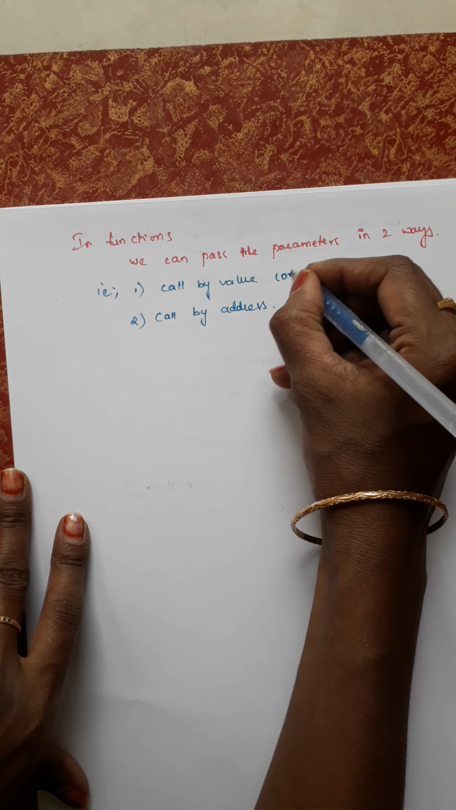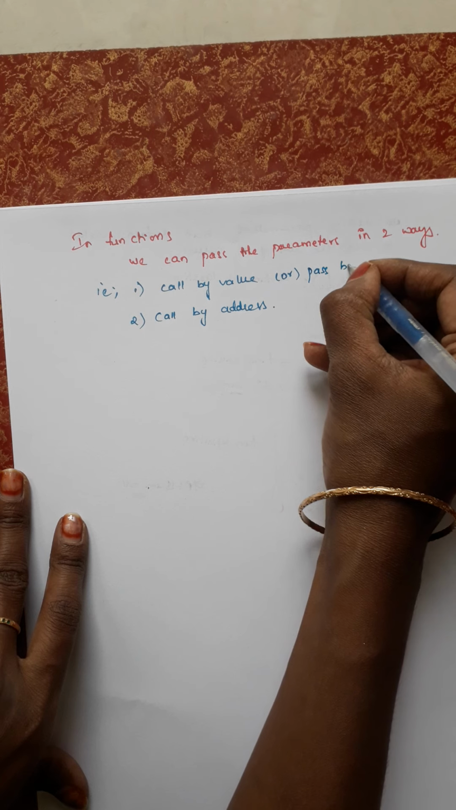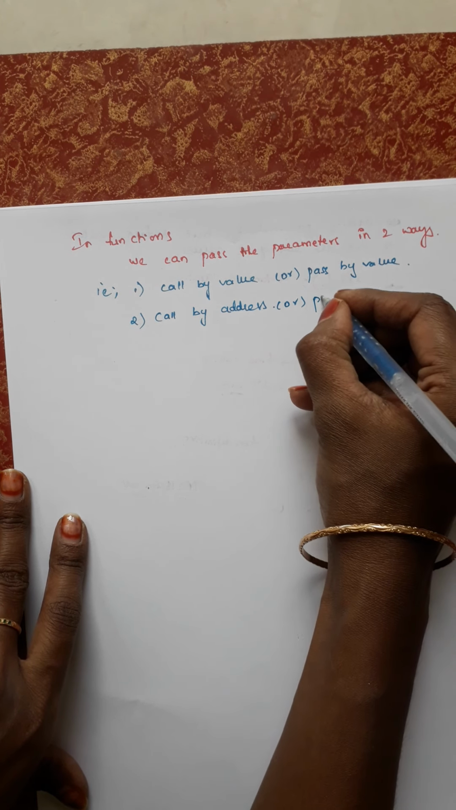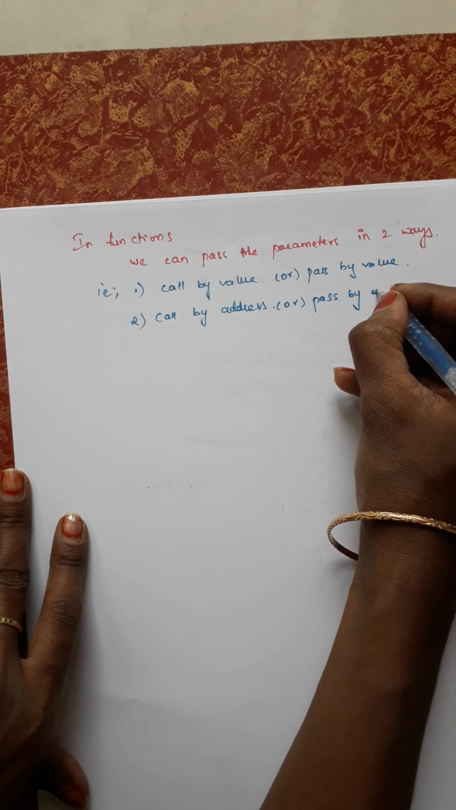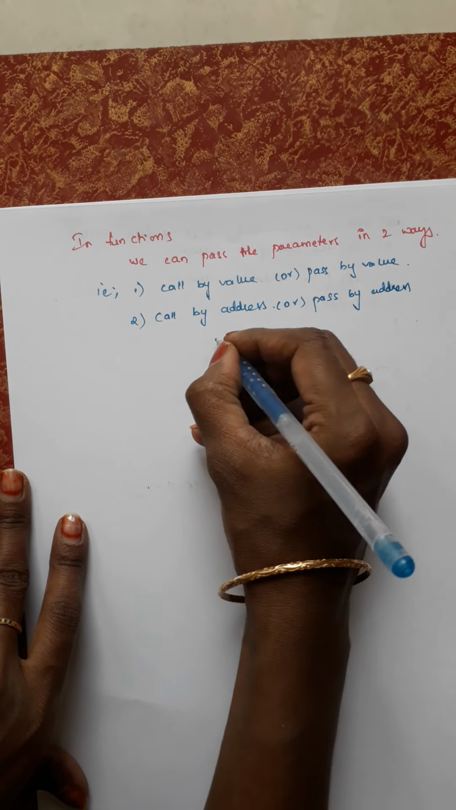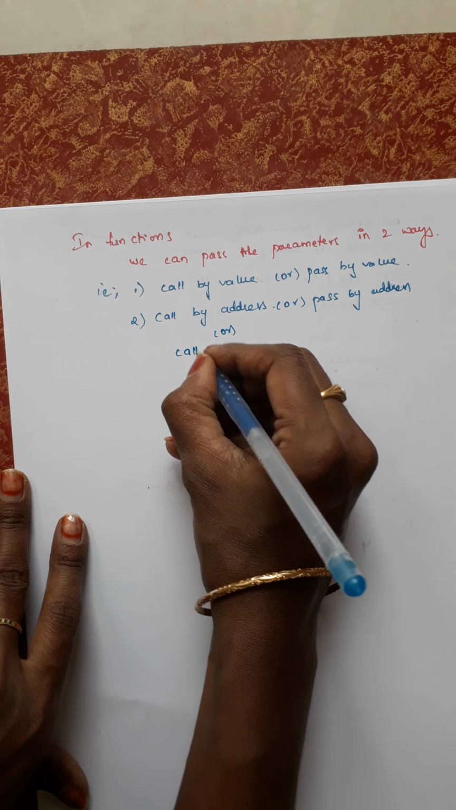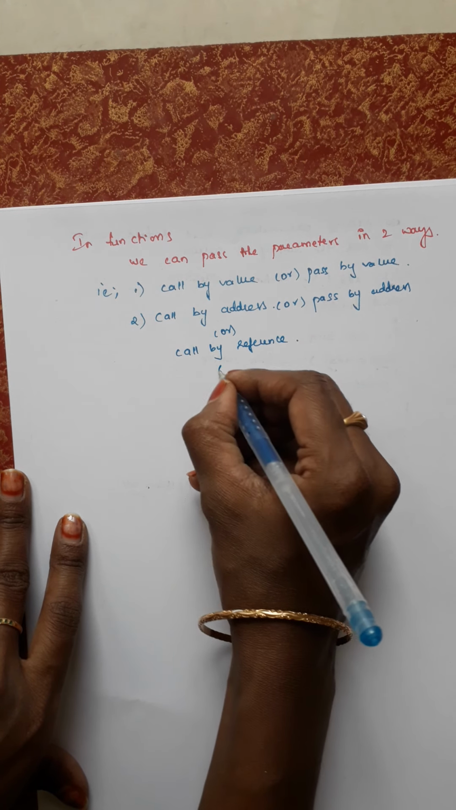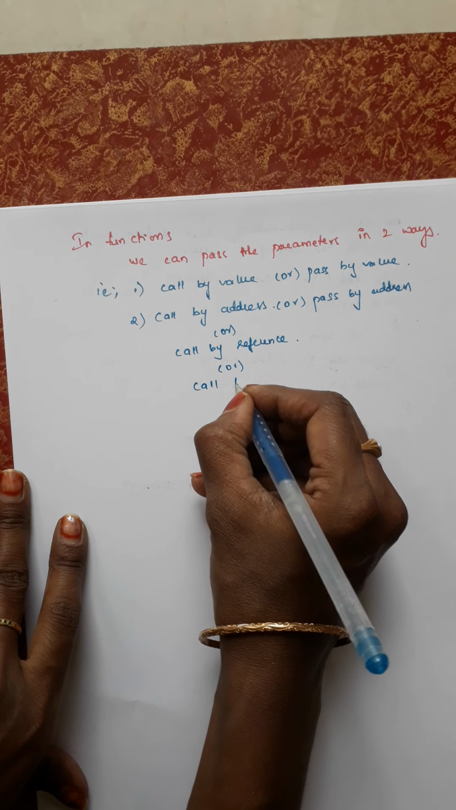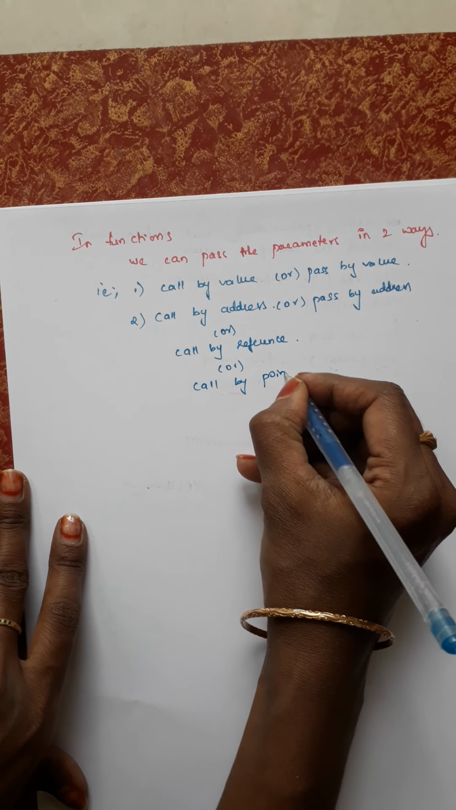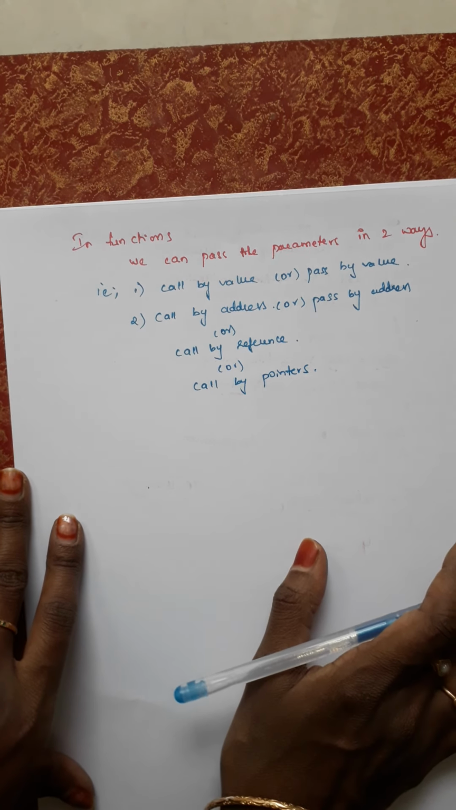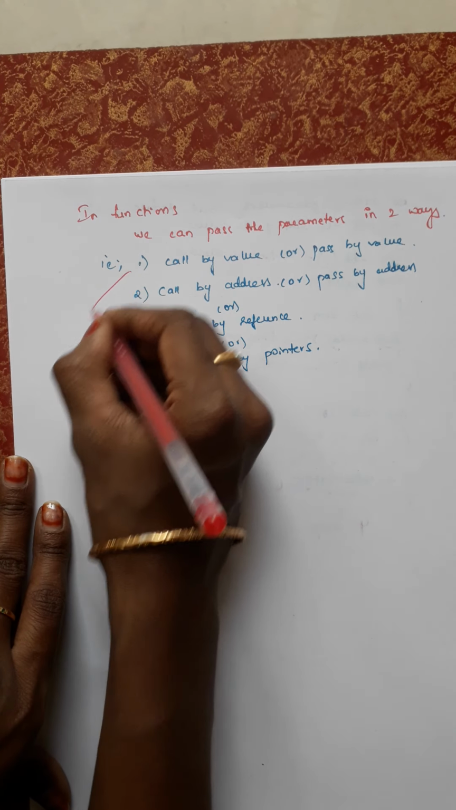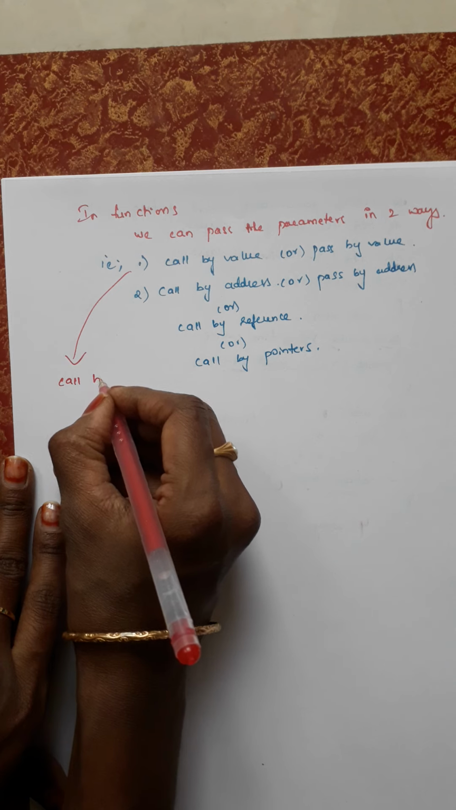We also call it as pass by value. We also call it as pass by address, or call by reference, or call by pointers. The address is nothing but pointers. Okay. So here, what is call by value?